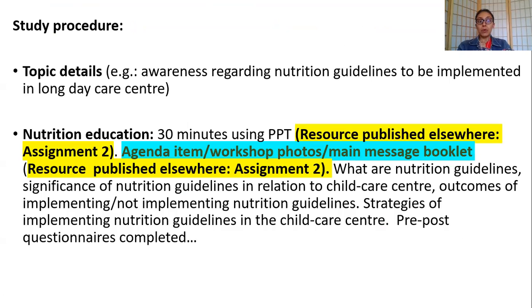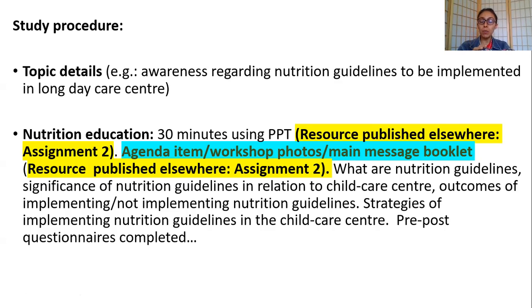Okay, then you provide details about the study procedure. So what is included in a study procedure? Firstly, give topic details, that you did an intervention to improve, say, awareness about nutritional guidelines in long daycare centers, for instance. Okay, then the nutrition education session.